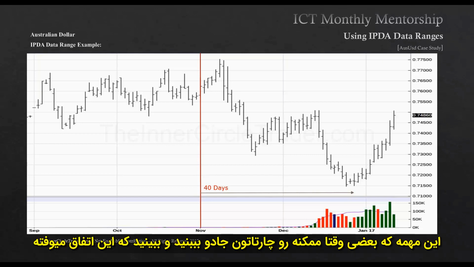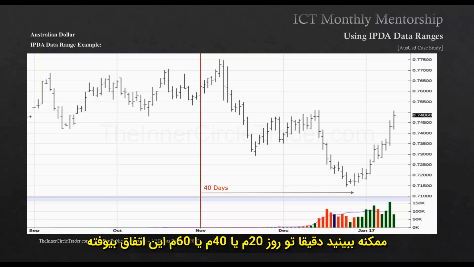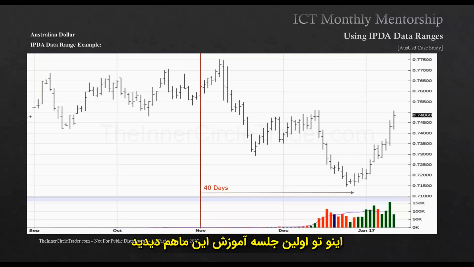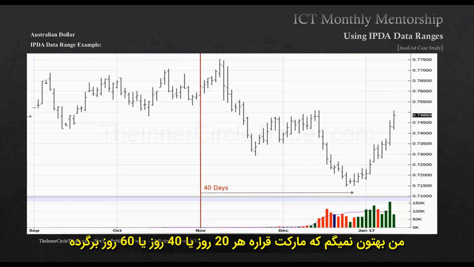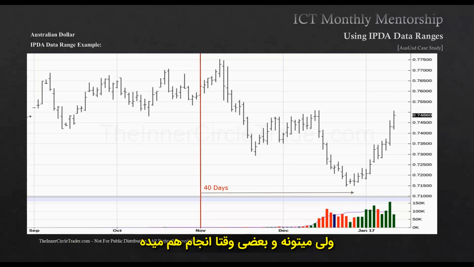So it's important that while that may have magic in your chart sometimes, you may see it do the very thing of turning on the 20th day or the 40th day or the 60th day. And you saw that in my first teaching for the month. I probably should have stressed it more, because everyone seems to think that's what's going to happen. I'm not telling you that the market turns every 20 days, every 40 days, and every 60 days. But it can and will sometimes do that. What we're looking for is these quarterly shifts to take place.